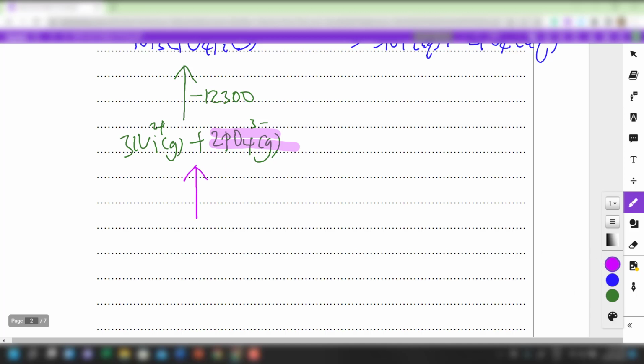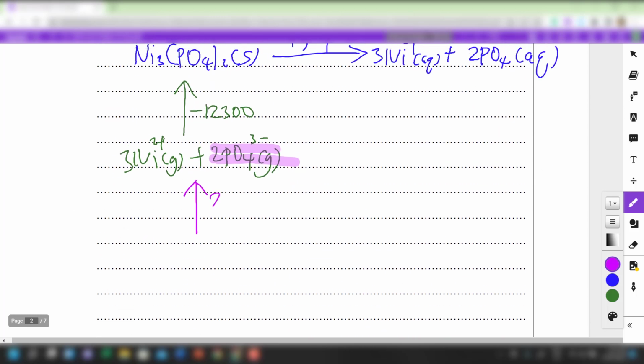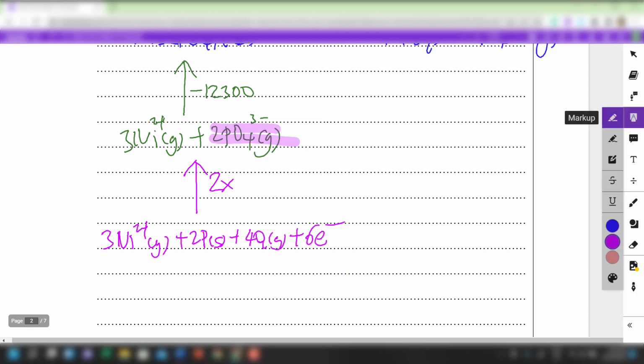So if I let the enthalpy change of formation of this be x, in this case it's 2x, right? It's 2x. So I'm just going to write out the whole thing. I'm going to keep my nickel 2 plus, so Ni 2 plus gaseous, then plus 2P solid plus 4O2 gas plus 6 electrons. Make sure that your charge is balanced.